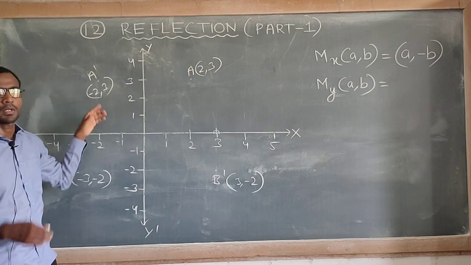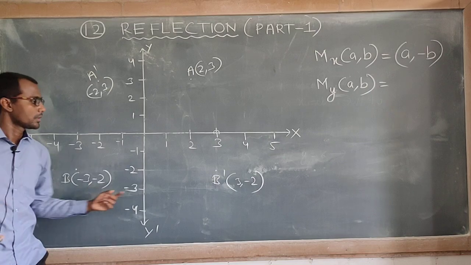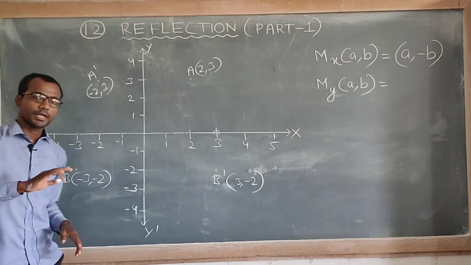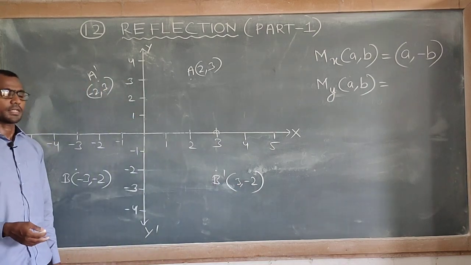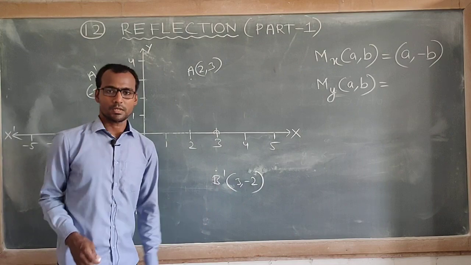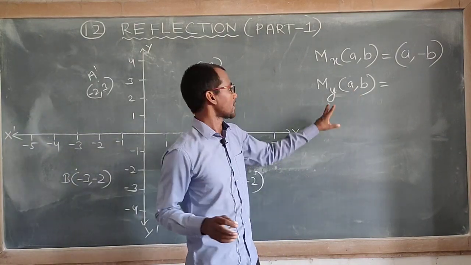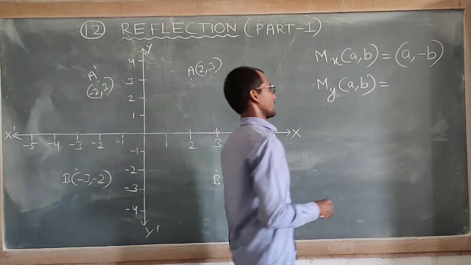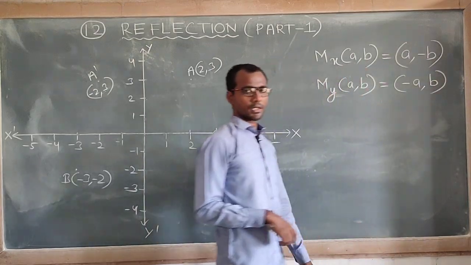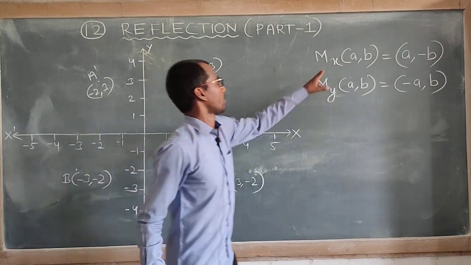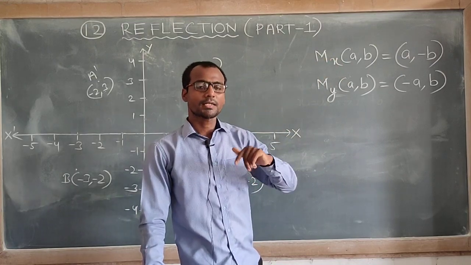2 became -2. Similarly, see here, B was -3, -2. B dash is 3, -2. So again, no change in the y coordinate, -2, -2, no change. The x coordinate is changing, -3 became +3. So when a point whose coordinates are a, b is reflected in the y-axis, its x coordinate will change: -a, b. So when a point is reflected in the x-axis, y will change. When reflected in the y-axis, x will change.